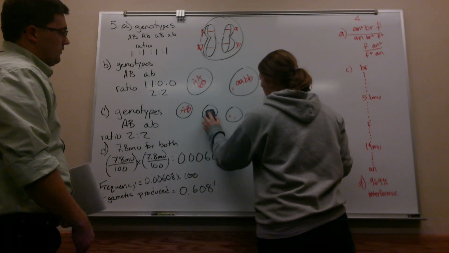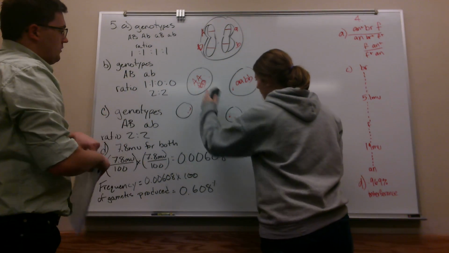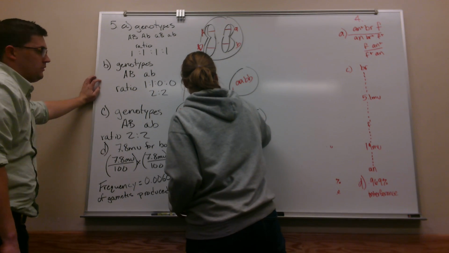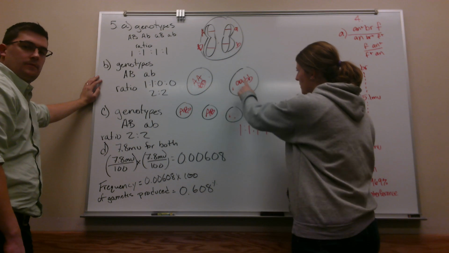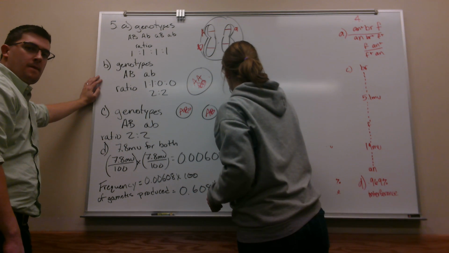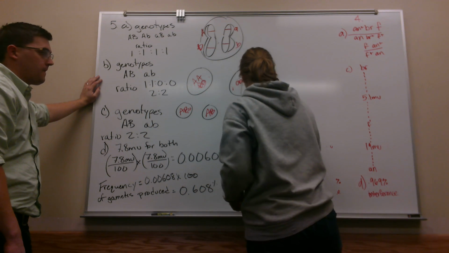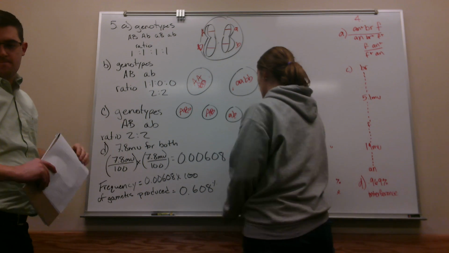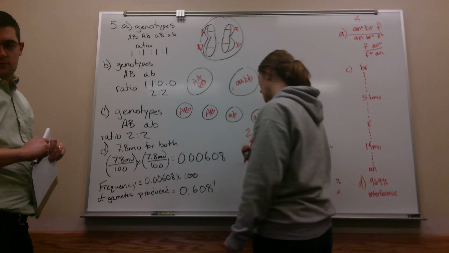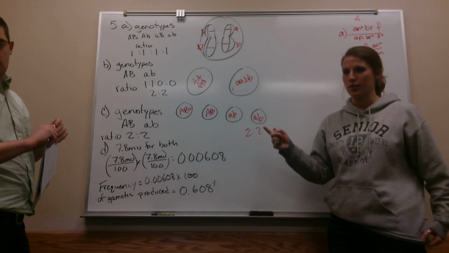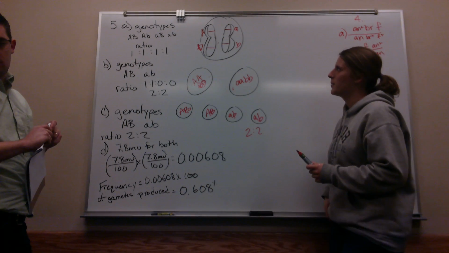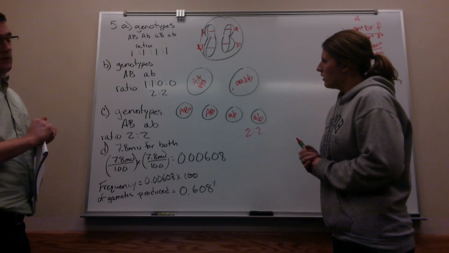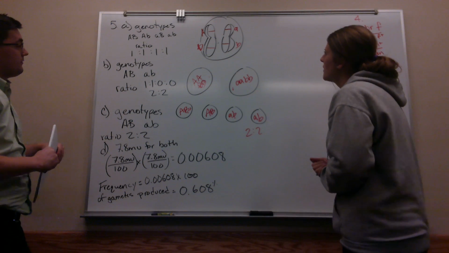And so the only options that you can get from this one are capital A, capital B, capital A, capital B. And from this one, you'll only get lowercase a, lowercase b, lowercase a, lowercase b. And so in that case, you would end up getting a 2-to-2 ratio instead of a 1-to-1-to-1-to-1 frequency, or 1 to 1 to 0 to 0.